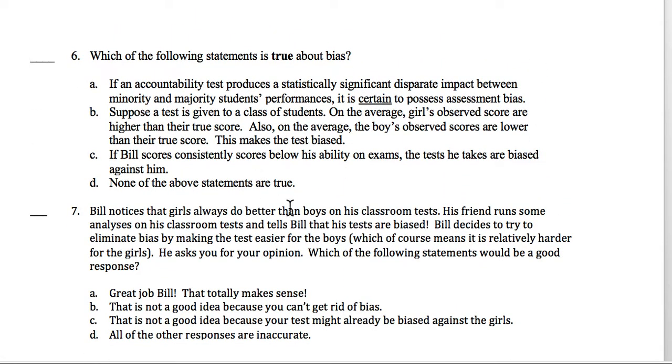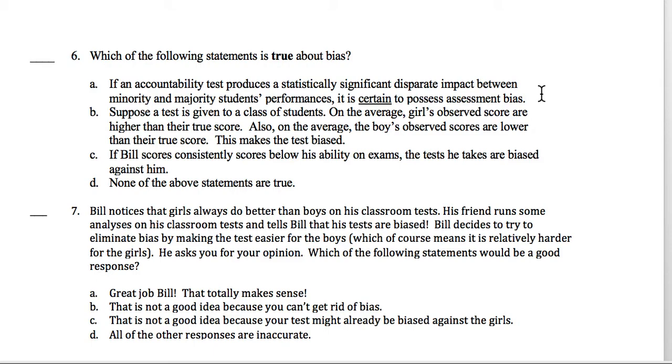Number 6, which of the statements is true about bias? A: If an accountability test produces a statistically significant disparate impact between minority and majority performance for students, it is certain to possess assessment bias. This is the ACT example, and this is not true, right? Because there are differences between minority and majority students. That is an artifact of our society, and the test should be sensitive to those sorts of things. Doesn't mean that the test has to be biased.